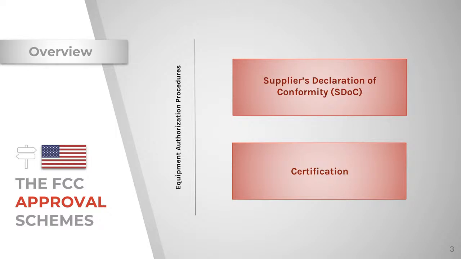Equipment that only contains digital circuitry and does not contain a radio transmitter, such as computer peripherals, microwave oven consumer ISM equipment, switching power supplies, LED light bulbs, radio receivers, and TV interference devices are subjected to approvals using the SDOC procedure or may optionally use the certification procedures.